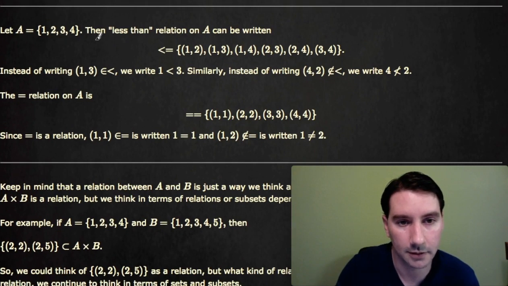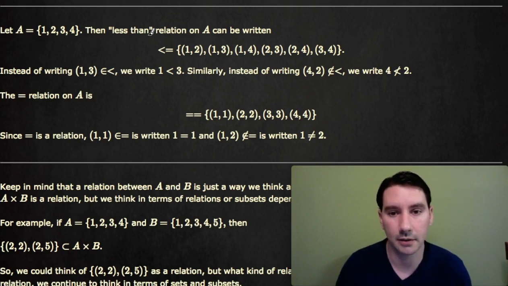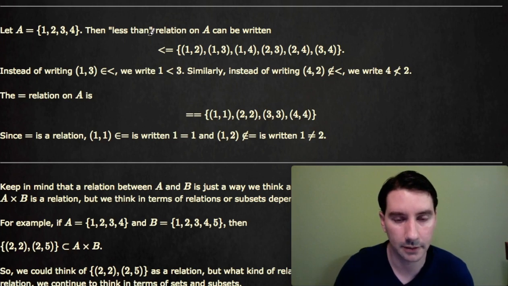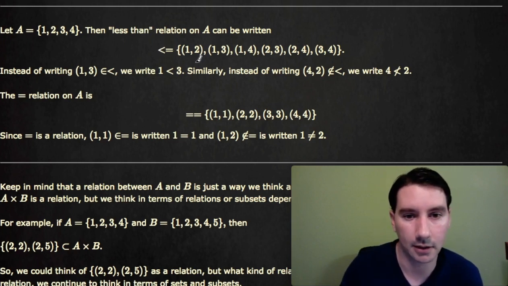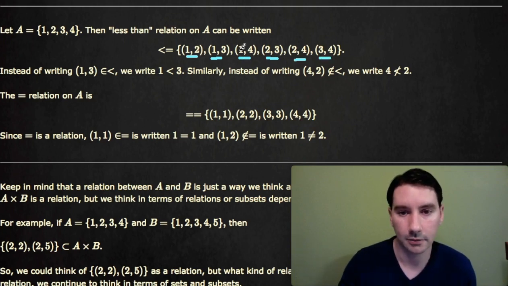If A is the set 1, 2, 3, 4, we can define a relation less than on A itself, which is a subset of A cross A. We don't write out all of A cross A here. There would be 16 elements, but we will write out the set that represents less than on A. So 1 is less than 2, 1 is less than 3, 1 is less than 4, 2 is less than 3, 2 is less than 4, and 3 is less than 4. So we could say less than on A is equal to this set.